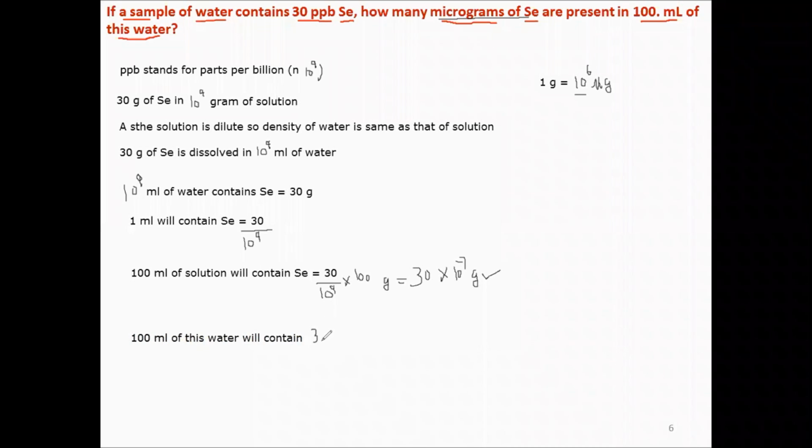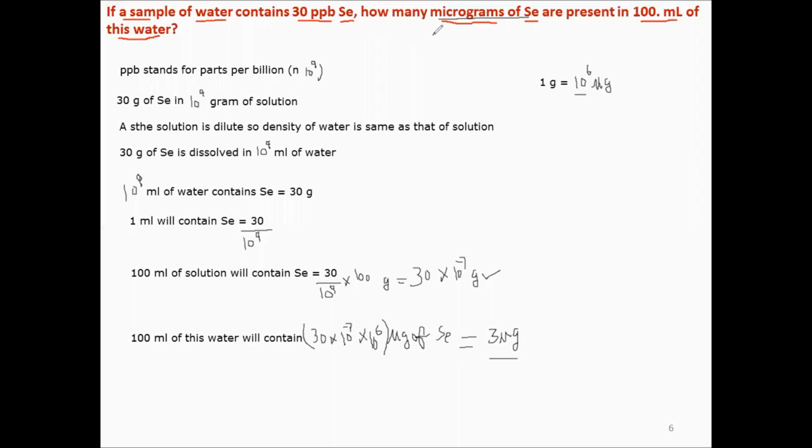30 into 10 raised to the power minus 7 into 10 raised to the power 6 to convert it into microgram. This much micrograms of selenium. So if we solve it, 10 raised to the power minus 7 into 10 raised to the power 6 is 10 raised to the power minus 1. So 30 into 10 raised to the power minus 1 is equal to 3. So it will come out to be 3 microgram. So that is the required answer.